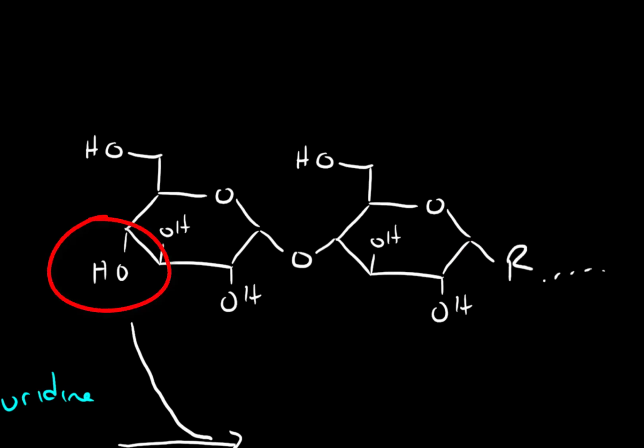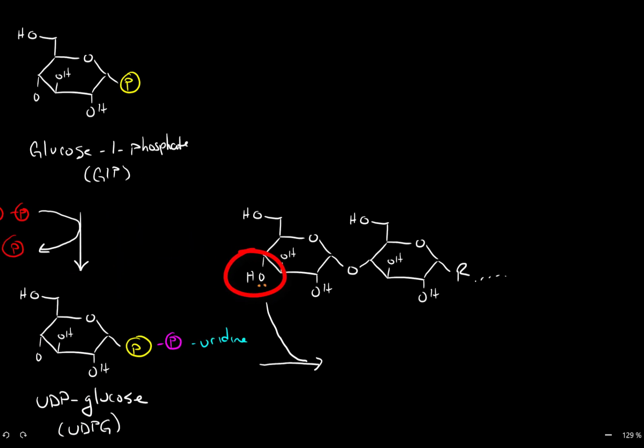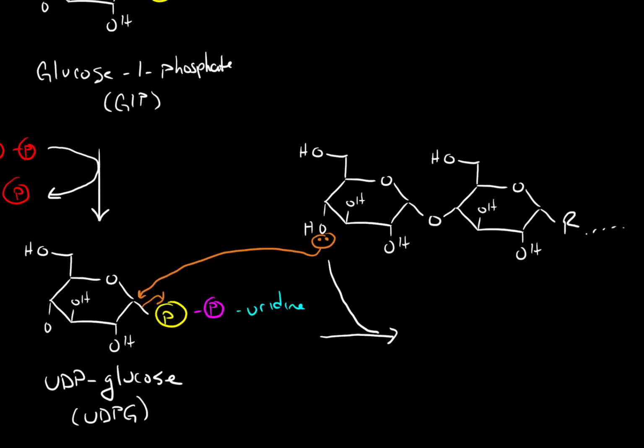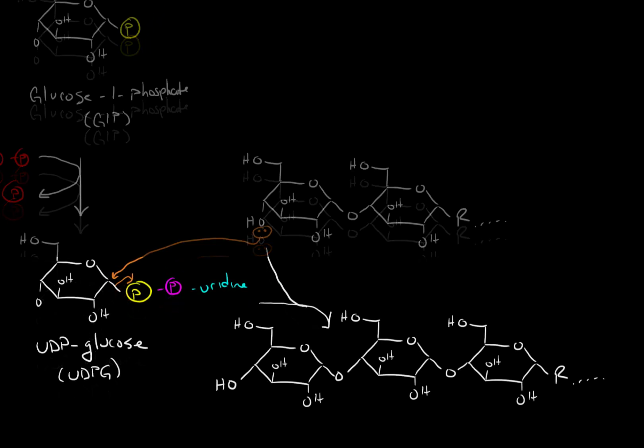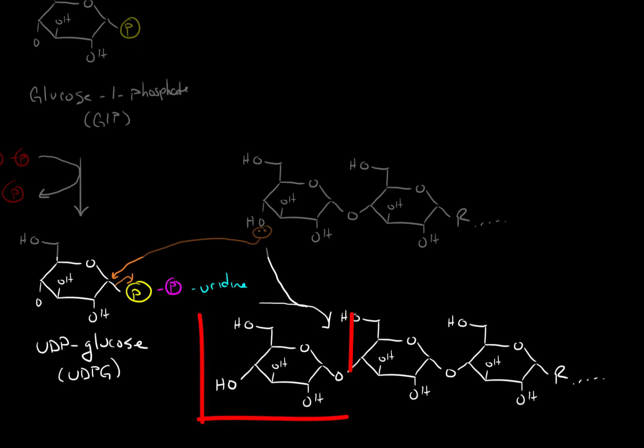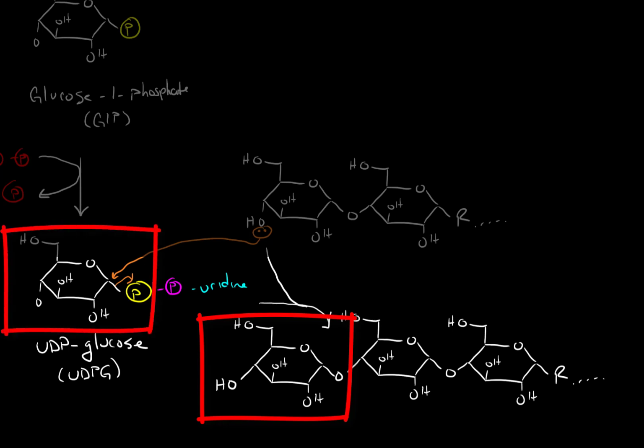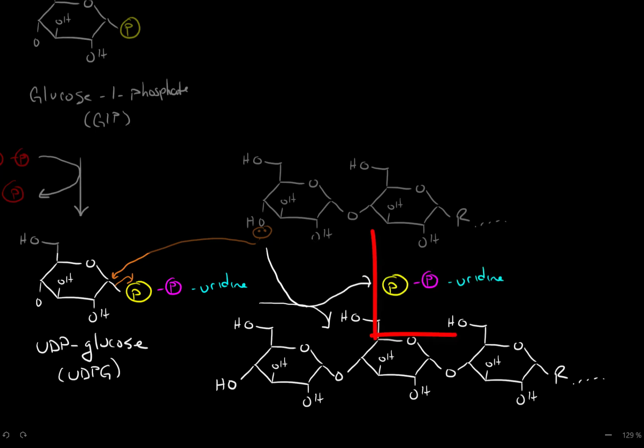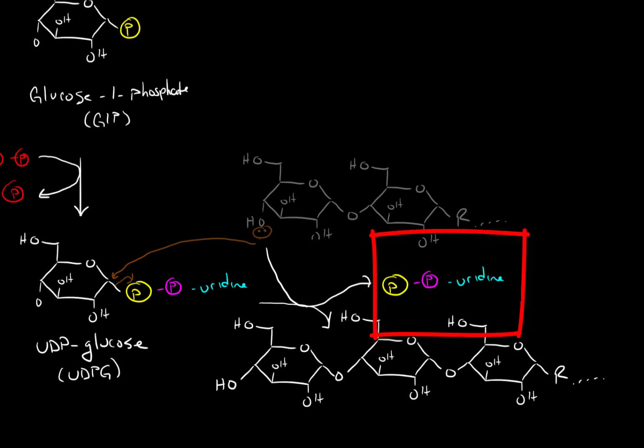Notice that we do have one free alcohol group present on carbon number 4 on the terminal glucose sugar. It's this alcohol group that can initiate the next glycosidic bond with our incoming activated glucose. When this reaction completes, we end up with 2 products. One is a glycogen chain with an extra glucose molecule that came from the UDP glucose. The other product is uridine diphosphate, or UDP.